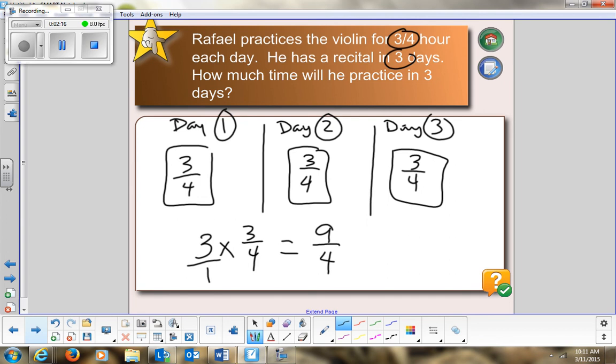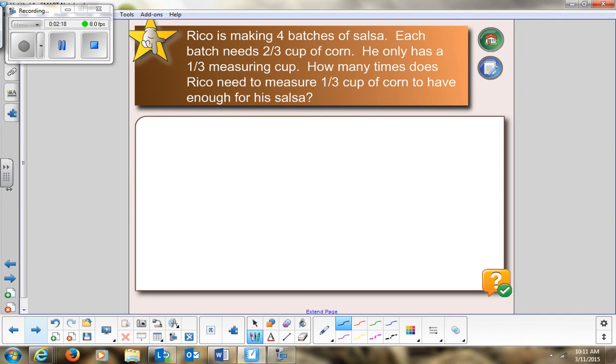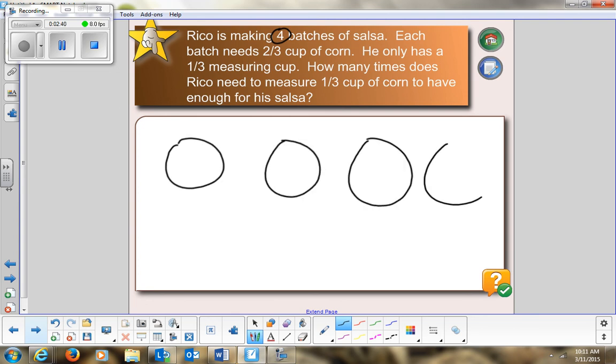All right, let's take a look at one more. All right, so Rico is making 4 batches of salsa. Each batch needs 2/3 cup of corn. He only has 1/3 measuring cup. How many times does Rico need to measure 1/3 cup of corn to have enough for a salsa? So there's a lot of numbers right there. First thing I need to do is make my batches of salsa. So salsa goes in a bowl, so I'm going to make 4 batches of salsa, right? Okay, and in each of these, he needs 2/3 cup.